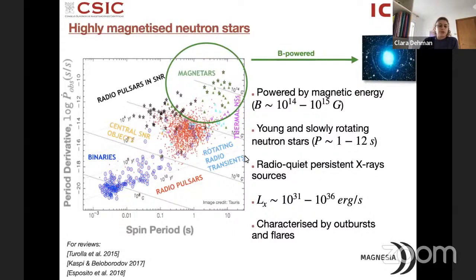They mostly emit in X-rays, so most of them are quiet in radio. I think we know about 5 or 6 of them that are active in radio. Their X-ray luminosity is higher than that of other classes of neutron stars, and they are characterized by two types of emission: the flaring activity and the outburst emission.